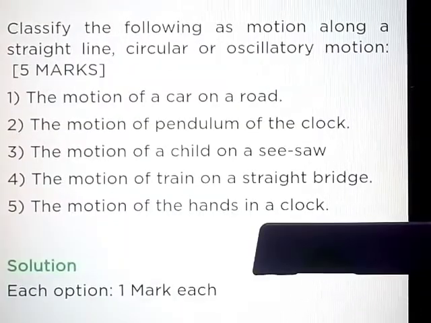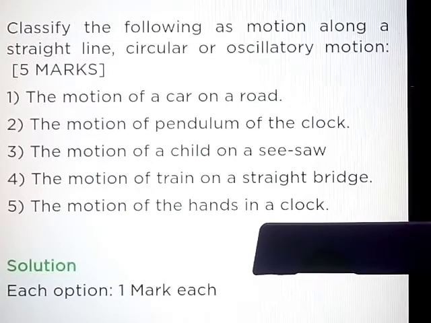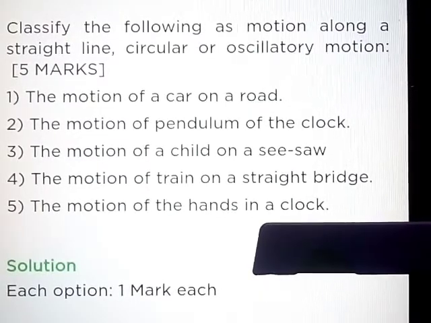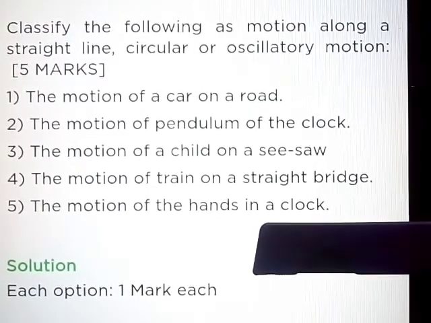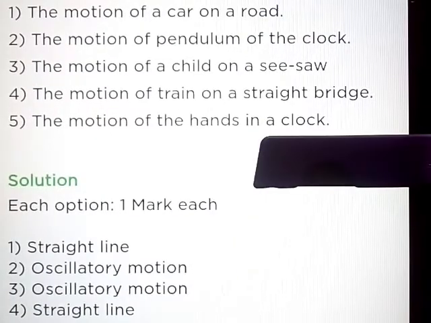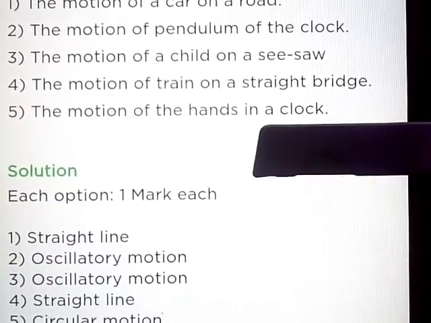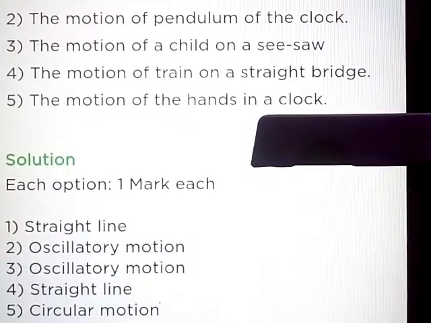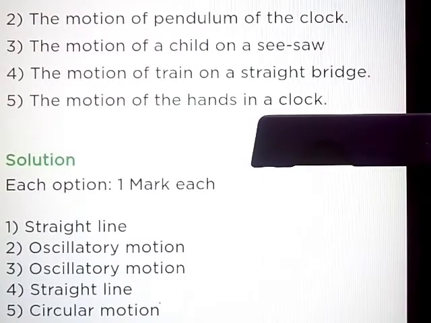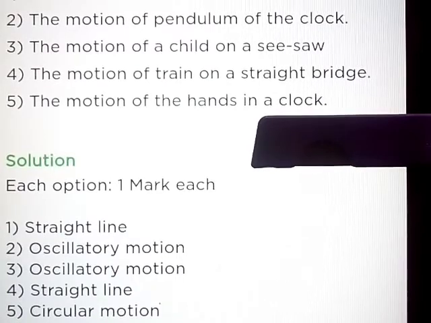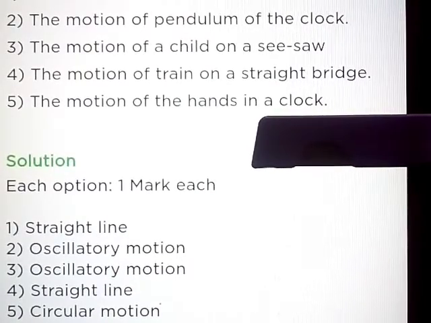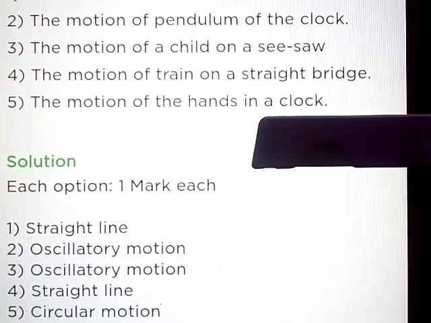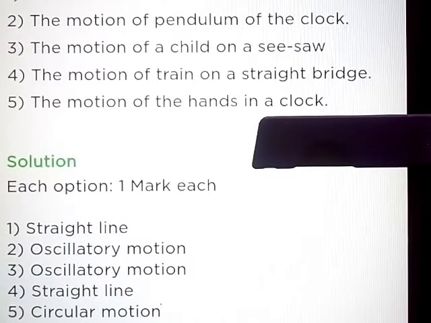Question number 15. Classify the following as motion along a straight line, circular or oscillatory motion. The motion of a car on a road. Straight line motion. Second, the motion of pendulum of the clock. Oscillatory motion. Third, the motion of a child on a seesaw. Oscillatory motion. Fourth, the motion of train on a straight bridge. Straight line motion. Fifth, the motion of the hands in a clock. Circular motion.